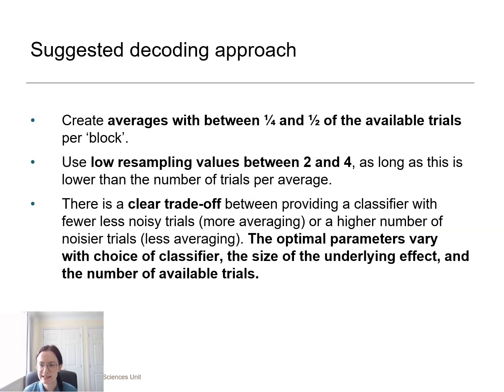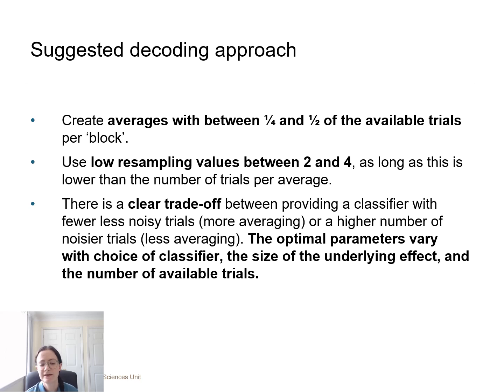So based on all of the data that we've looked at in our simulations, we conclude that if you create averages with roughly between 1/4 and 1/2 of your available trials per block, this is a good approach that seems to be fairly consistent, even taking into account different effect sizes and different classifiers. Also, we would recommend only using a low resampling value, if any at all, between 2 and 4, but this shouldn't go above the number of trials per average.